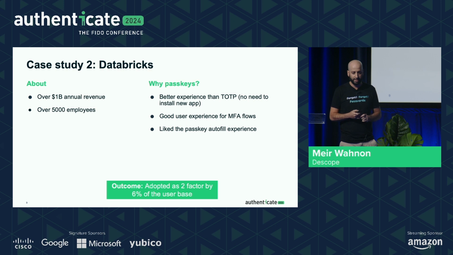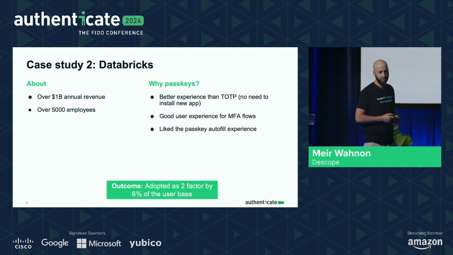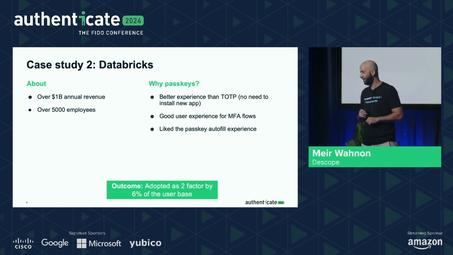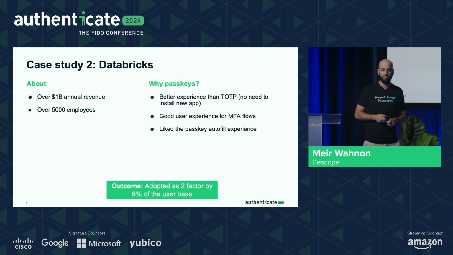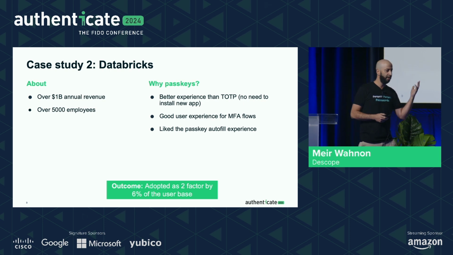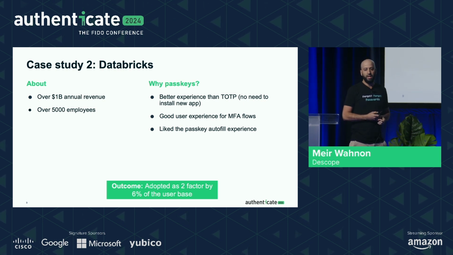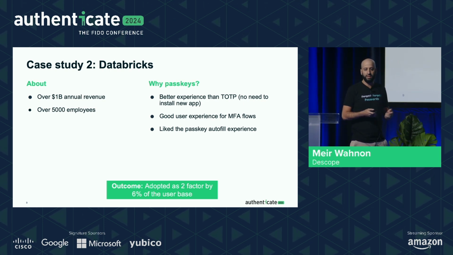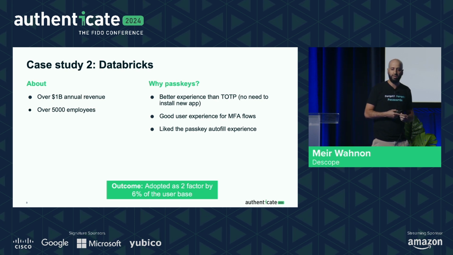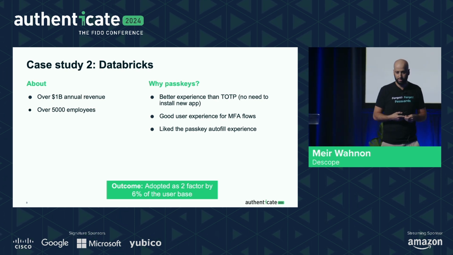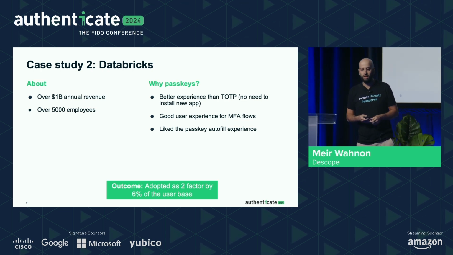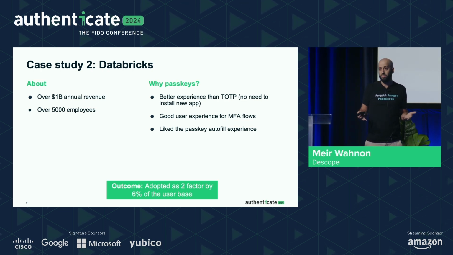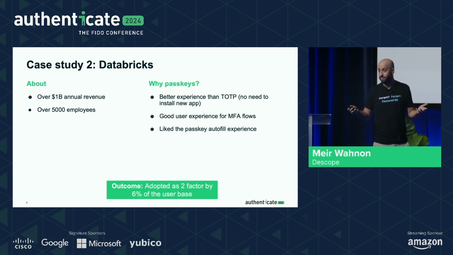Moving on to the next case study. This one is Databricks. I'm a bit low on the amount of data here, but Databricks is a company I'm guessing most people in the audience are already familiar with. Big company, thousands of employees. Their Passkey project was around the second factor, and they wanted to do something that they believed would have a mostly better experience than TOTP, which requires them to install a new app. So this is one of the reasons they wanted to experiment with passkeys.